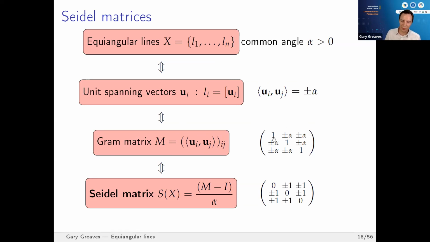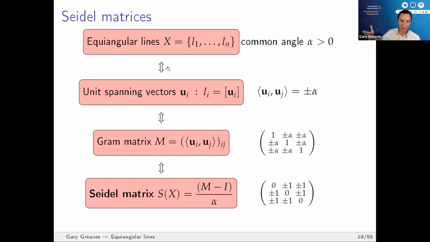Now we can clean this up a bit more. You might already think that this matrix looks quite nice, but alpha might not be a nice number. So let's hide alpha away. What we do next is delete the diagonal by subtracting the identity matrix. So I do M minus the identity matrix, which puts zeros on the diagonal, and then I divide by alpha. My plus or minus alphas just become plus or minus ones. And so I end up with what we call the Seidel matrix: a symmetric matrix, zeros on the diagonal, and plus or minus ones on the off diagonal.